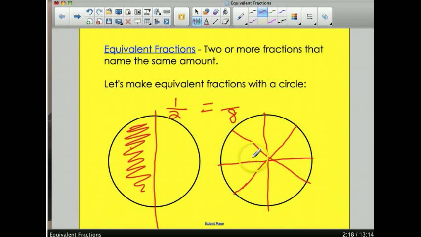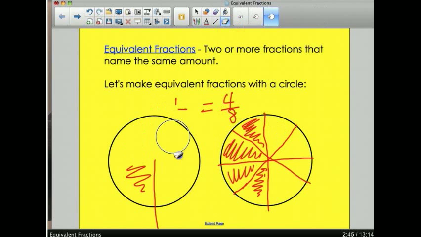How many pieces do I have to shade in to equal half? Well, I'll have to shade in this half of the circle, correct? So let's see. How many pieces are shaded? 1, 2, 3, 4. So 1/2 is also the same as 4/8. So those are equivalent fractions. Let me give you another one.